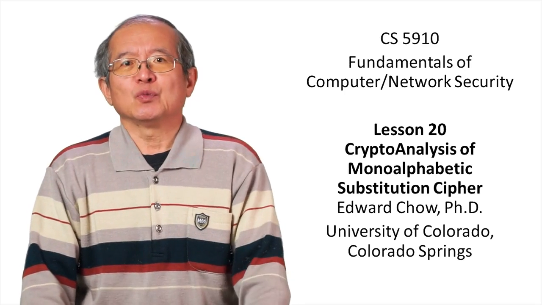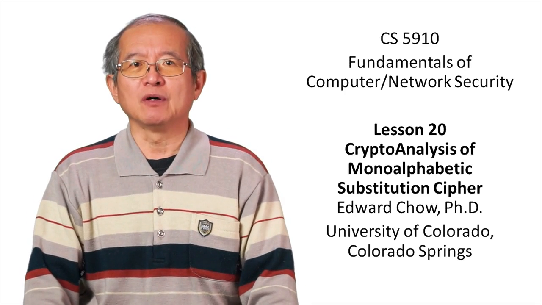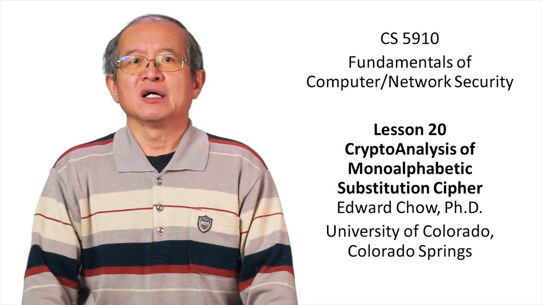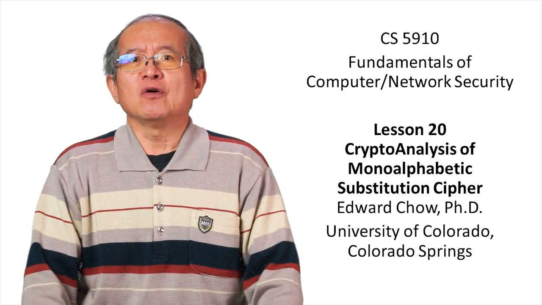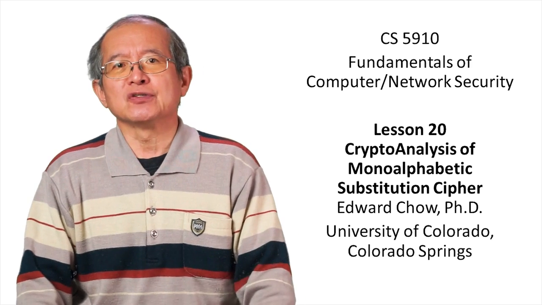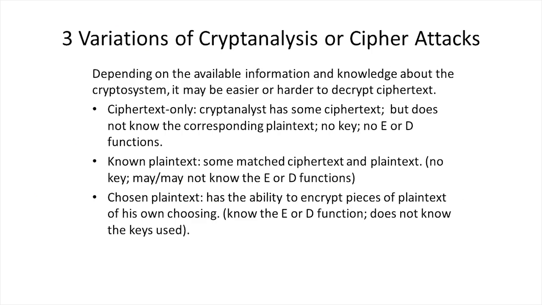In this lesson, we provide an example of cryptanalysis on a simple crypto system, the monoalphabetic substitution cipher. Besides a simple brute force attack of guessing all possible keys, sometimes with additional knowledge and information about the crypto system and the encoding scenario, it may be easier to decrypt the ciphertext.